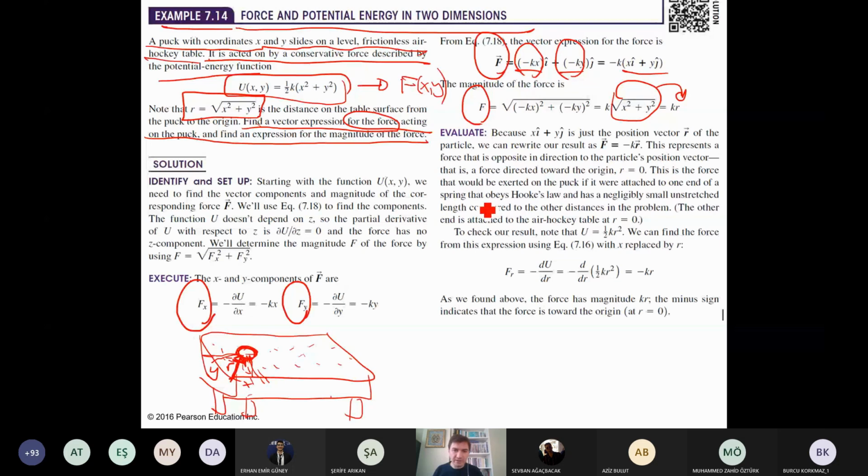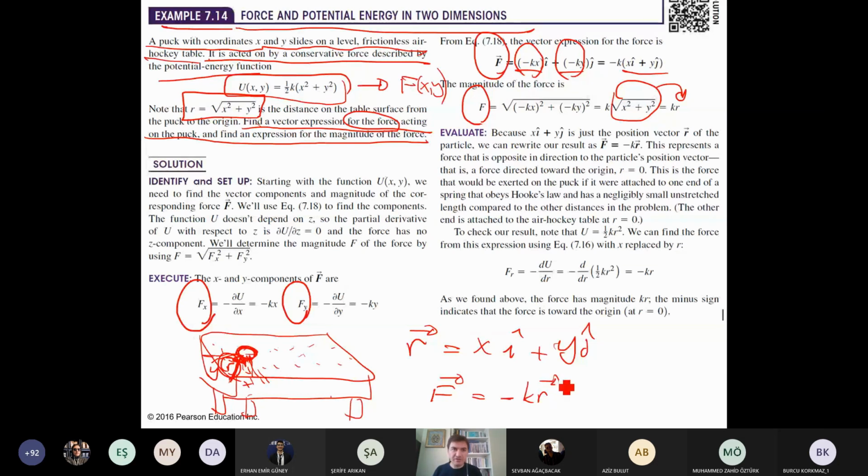Or you can do it like this. This is the position vector, this one here. Here we have R, the position vector, and this position vector is given with x times i plus y times j, okay? And then what about F? F is given with minus k times R, okay? And how to get this one?